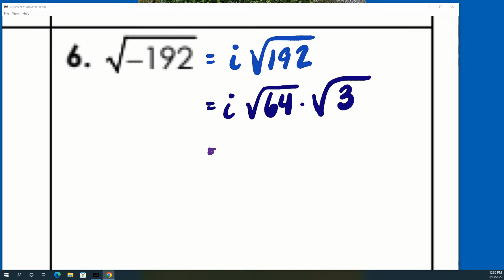All right. And then because 64 is a perfect square, it can break out of the radical prison. And when it breaks out, you actually find the square root of 64, which is 8. So this is going to be 8i square root of 3.